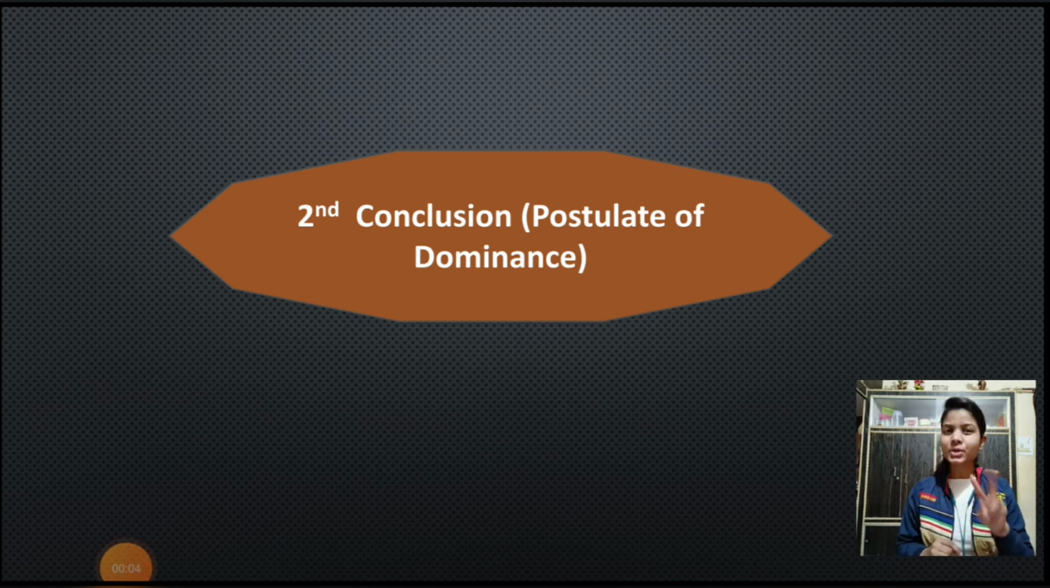When two different unit factors are present in a single individual, only one unit factor is able to express itself, and it is known as the dominant unit factor. The other unit factor, which is unable to express, is the recessive unit factor. When the dominant unit factor is present, the recessive unit factor cannot express, and it is known as the postulate or conclusion of dominance.